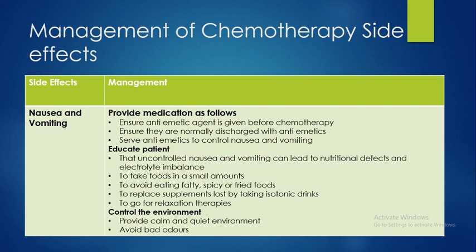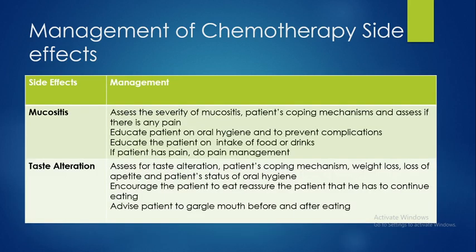Then we have to educate the patient that uncontrolled nausea and vomiting can lead to nutritional deficits and electrolyte imbalance, of course, and to take food in small amounts, not in large bulk at once. Avoid eating fatty, spicy or fried foods, that is very important. Replace lost supplements by taking isotonic drinks, and go for relaxation or recreational therapies, as we discussed in the last lecture. Then control the environment: provide a calm and quiet environment and avoid bad odors, that we discussed in the last lecture as well.